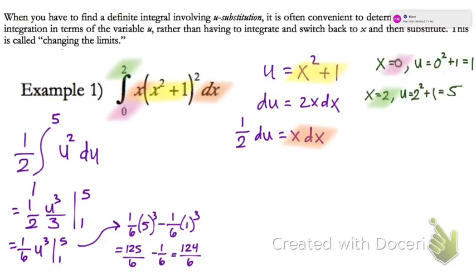And we could simplify it by 2. That would be 62 over 3. But I think that's about as far as that goes. So that would be my final answer.